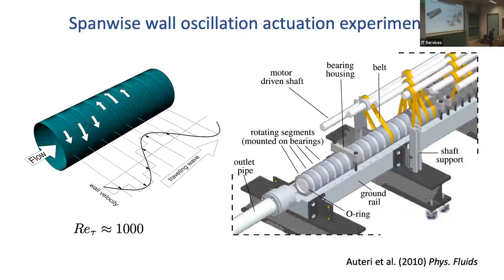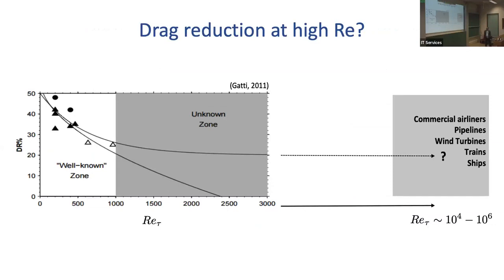As I've mentioned, all of those studies are for Reynolds numbers of less than 1,000. And so the big question, of course, is what happens as you go to higher Reynolds numbers? And that's where many applications are, and that's remained a question mark. That's what brought us into this problem.